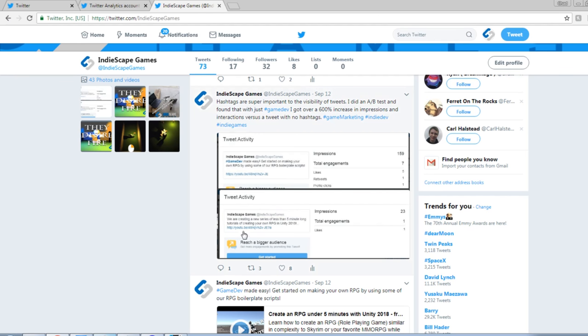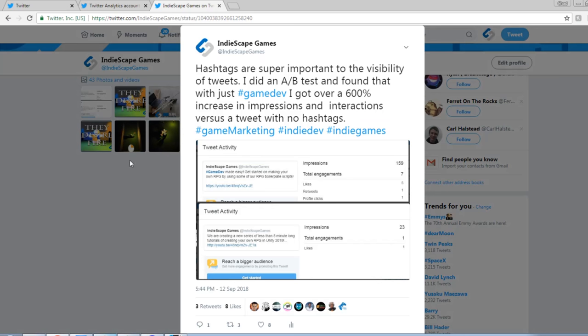And then when I tweeted about how important hashtags are that I found, I had even more feedback. I made the post the following day, hashtags are super important to the visibility of tweets. I did an A-B test and found that with just the hashtag gamedev, I got over 600% of increase in impressions and interactions versus a tweet with no hashtags.